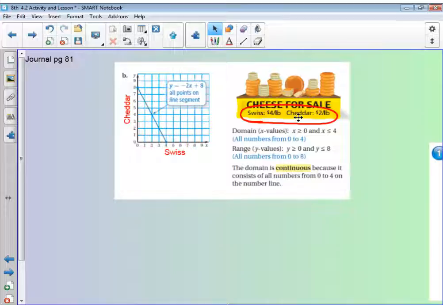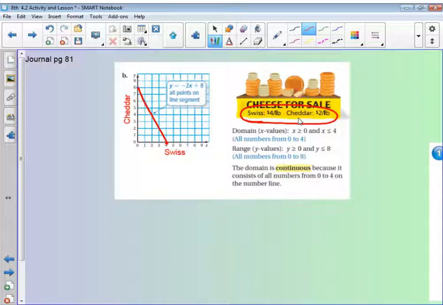That is a possibility. So when we do a continuous domain, we connect all of our dots, or in this case, just our beginning and our ending dots, with a line, meaning that anything that falls on that line is a possibility. We could buy a half pound of cheddar cheese, and we could still buy some Swiss cheese also. As you're working through continuous domains, we can no longer just say that it's certain numbers, because it's going to contain everything that falls in between. So this is the way that you would show a continuous domain range.